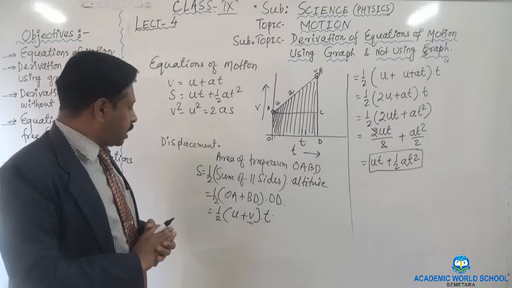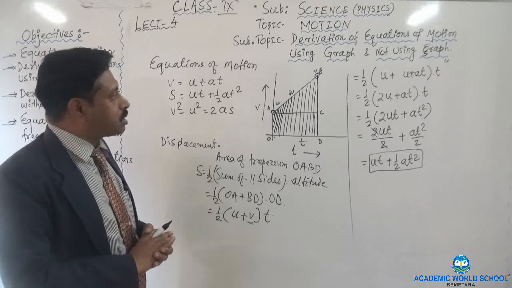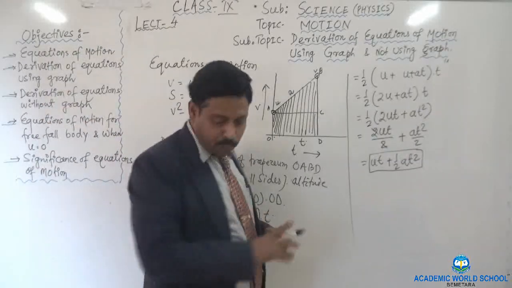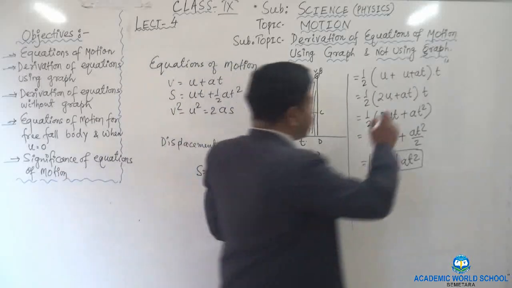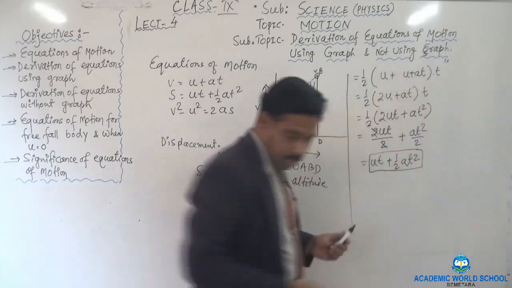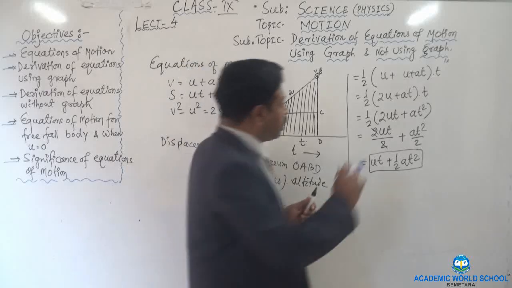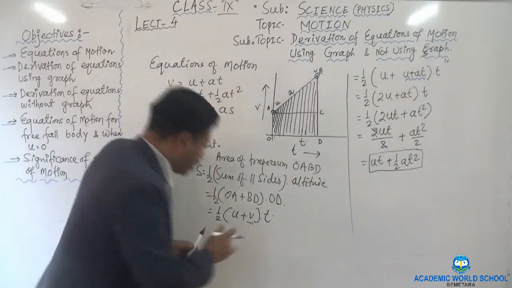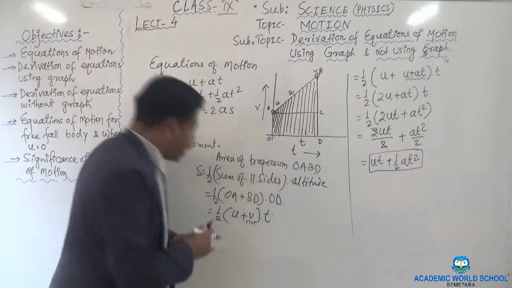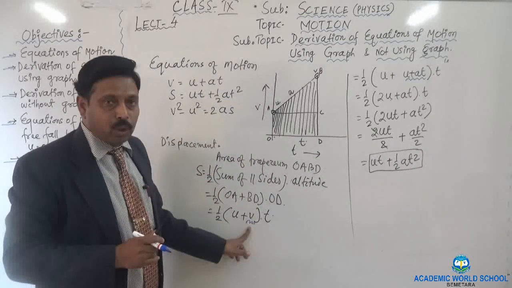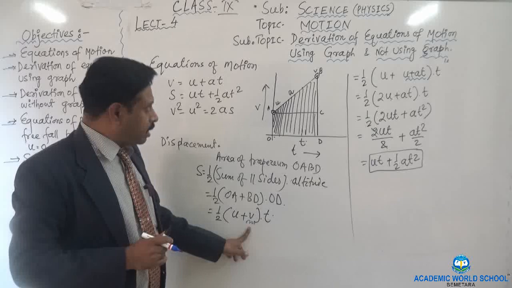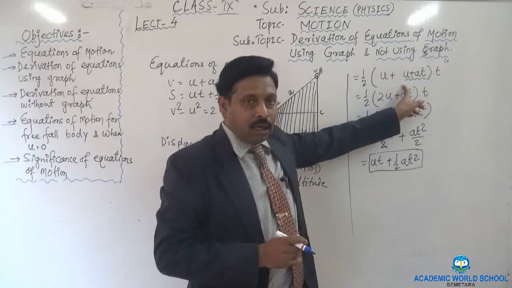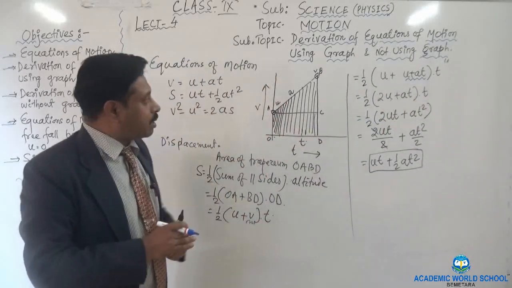Now you see that half into U plus AT. So from where have I got it? U plus AT. Again I want to repeat. That is your V equal to U plus AT according to the first equation of the motion. See here, again I repeat: V equal to U plus AT. So in place of the V, I put U plus AT. Understood? So now you multiply.